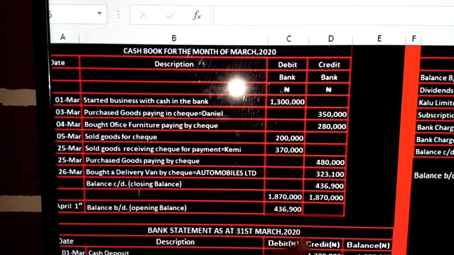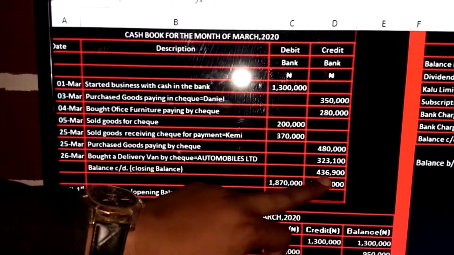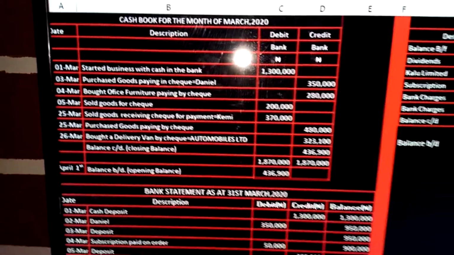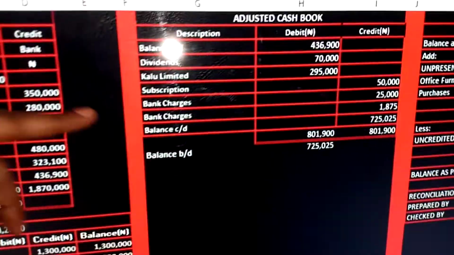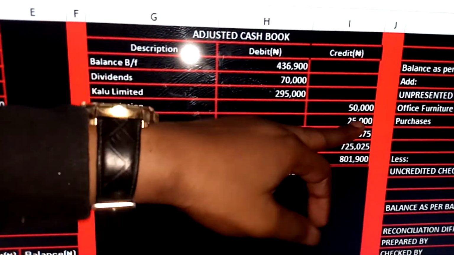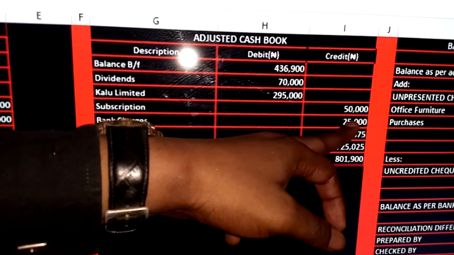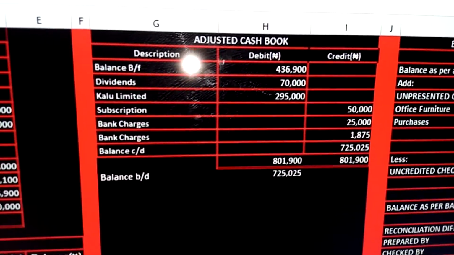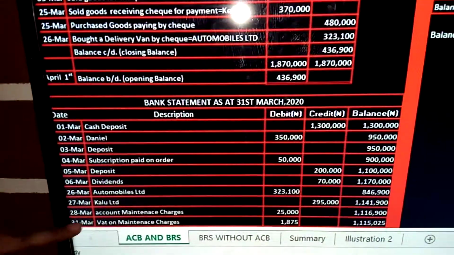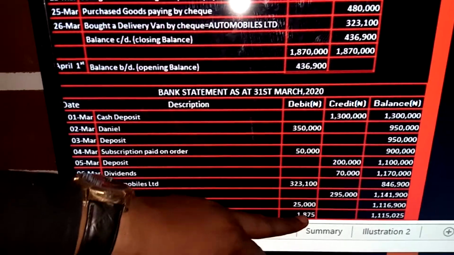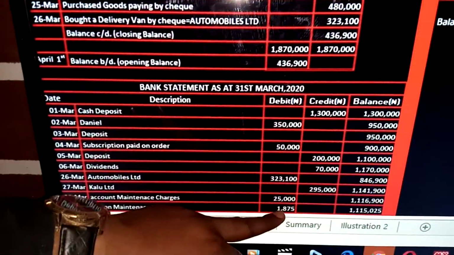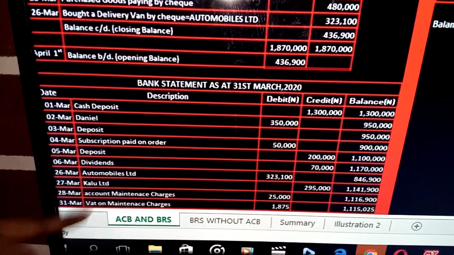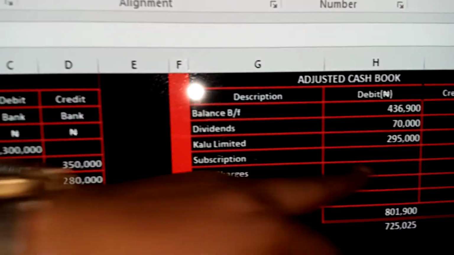Is it in the cash book? No. So what is it? Account maintenance charge. So the bank charged you. So we'll come here, bank charges, credits, in the adjusted cash book. The next one here, 1875. Is it in the credit side of the cash book? No. So we have 1875 here. VAT on maintenance charge. We have 1875.